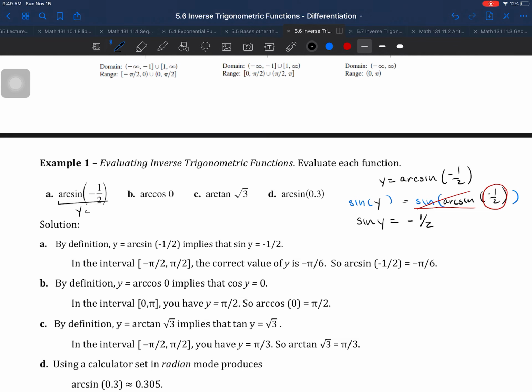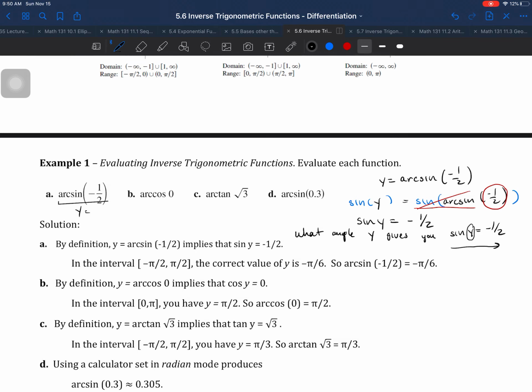So we just found that sine y is negative 1/2, but that's not the answer. Our answer is the value of y, and y is an angle. So you ask yourself, what angle y gives you sine y equals negative 1/2? That means that when you plug in the angle and apply the sine to it, that should give you negative 1/2.